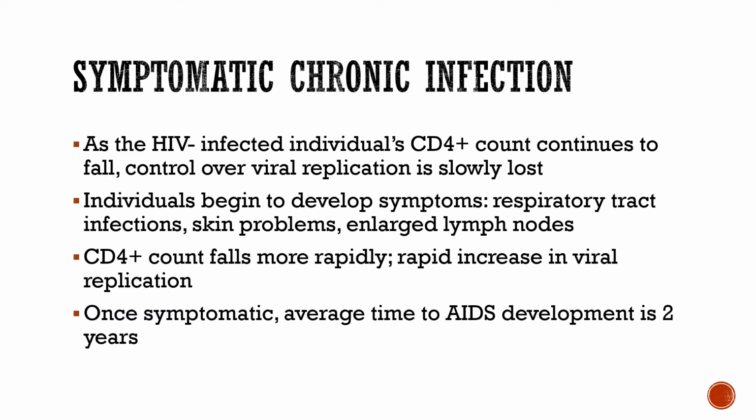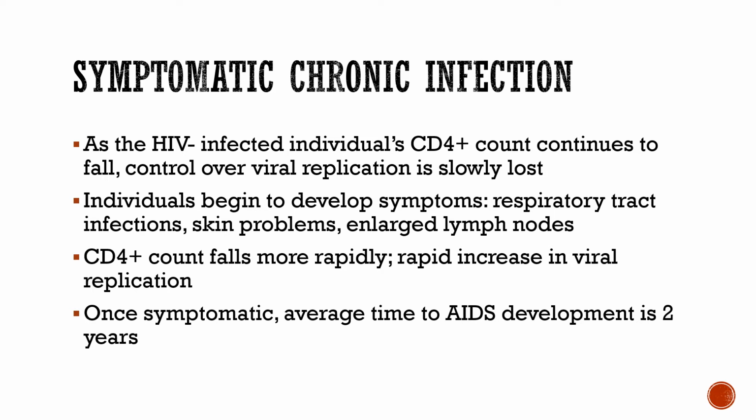So let's talk about symptomatic infection. As the HIV-infected individual's CD4 count continues to fall, control over viral replication will be slowly lost. These are the population where they are IV drug abusers. There may be something going on with their immune system where they already may be immune compromised. So they are going to show symptoms much sooner than a healthy individual with an intact immune system.